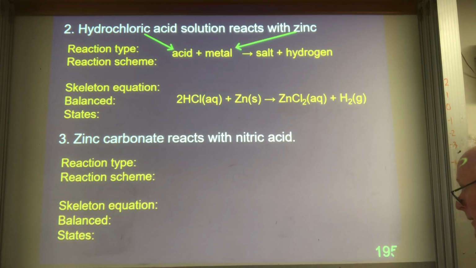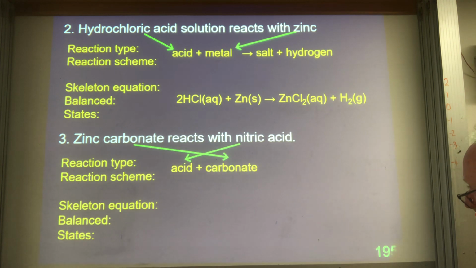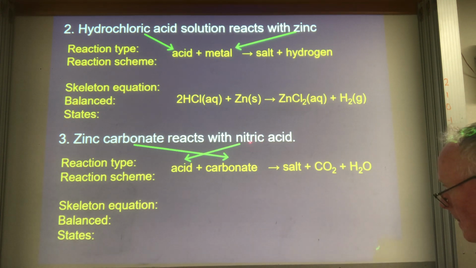The last one of our examples, nitric acid, this time reacting with a carbonate. So acid plus carbonate gives salt plus carbon dioxide plus water. So zinc carbonate, zinc is Zn2 plus, carbonate is CO3 2 minus. So ZnCO3, nitric acid, again one you should know, HNO3.